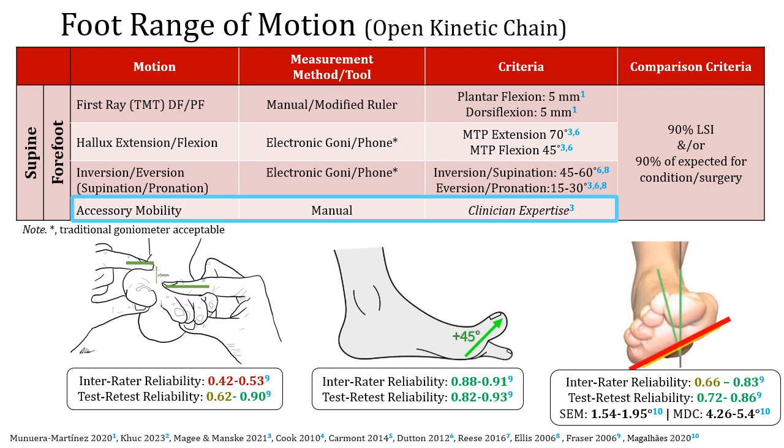So of the 4 assessments, the ones that can be quantified are the first 3. And then our comparison is a 90% limb symmetry index or indices from one limb to the next.